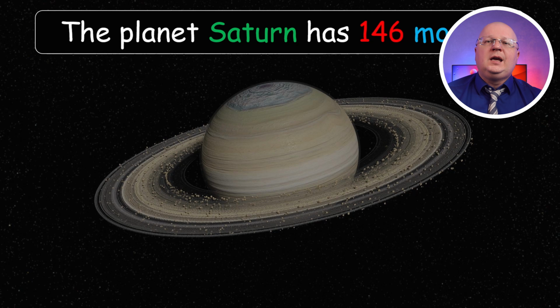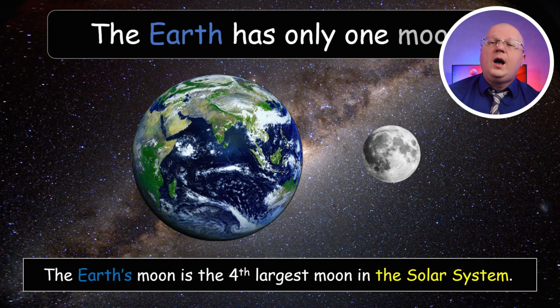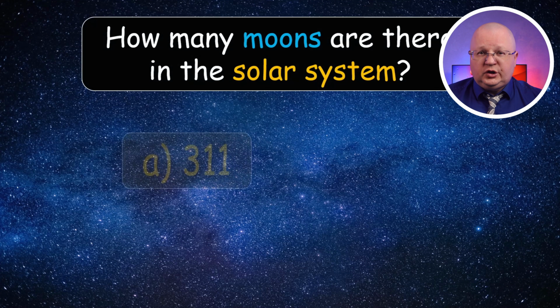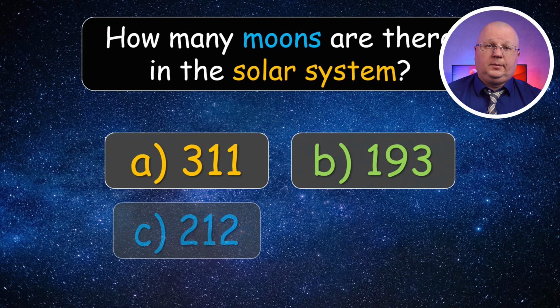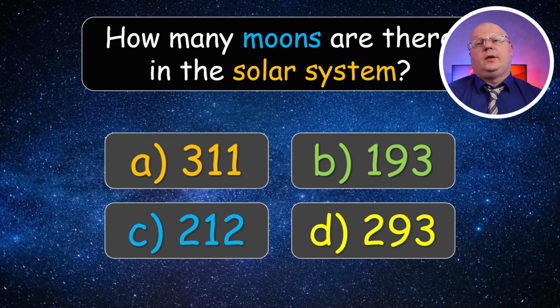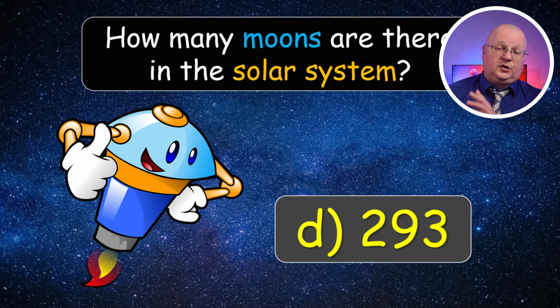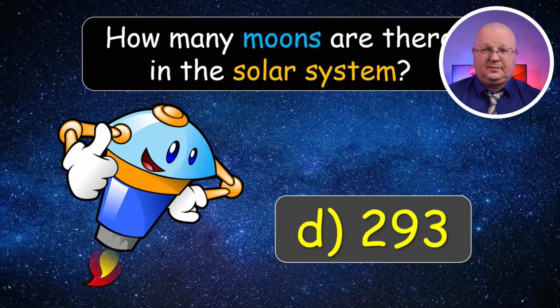You can even say, the Earth has only one moon, but our moon is the best. Look how pretty it is. Look how clean it is. They'll get some smiles. Next, pop quiz time. Ask how many moons are there in the solar system. They can guess, and the correct answer is 293. It's all about having fun and learning at the same time.